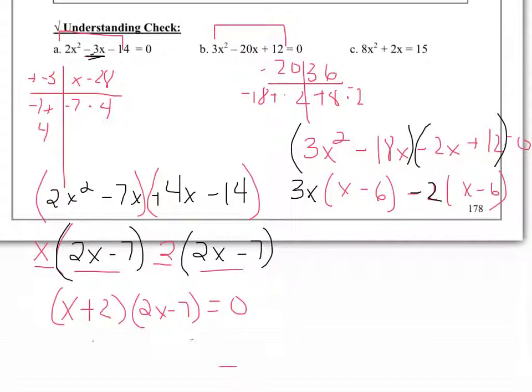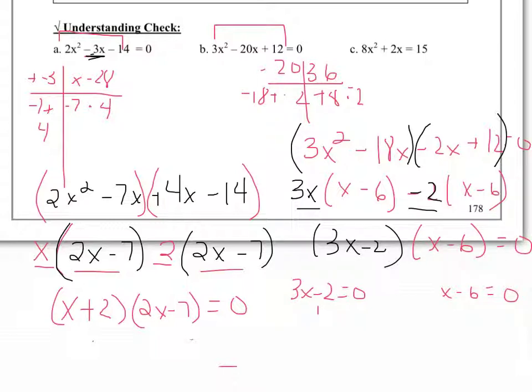Okay, so from here my first term is 3x minus 2. And my second one, which is the repeat, x minus 6, is equal to 0. Finally, set each part equal to 0. 3x minus 2 is equal to 0. And also x minus 6 is equal to 0. So now I have 3x is equal to 2. So here x is 2/3. And here x is 6. Okay?